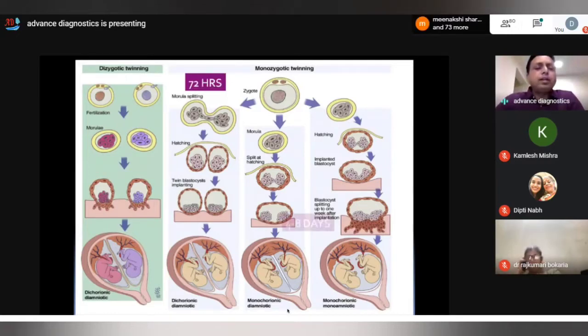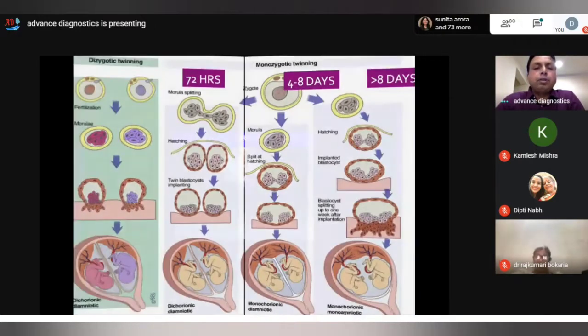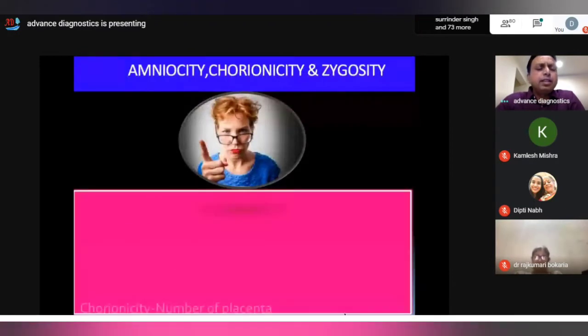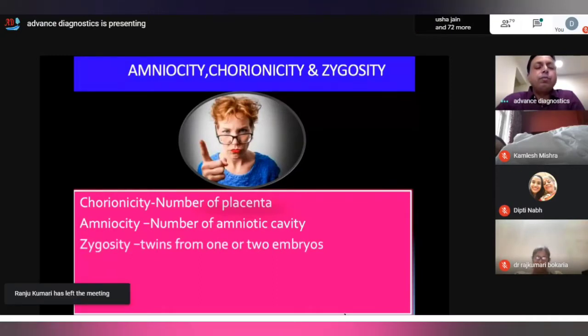And it depends upon the time of division. So if it is within 72 hours, it gives rise to the DCDA. If it is 4 to 8 days, then it is MCDA, and if it is more than 8 days, then it is monochorionic monoamniotic. So the basic thing is that chorionicity is the number of placentas, amnioticity is the number of amniotic cavities, and zygosity is whether the twins are from one or two embryos.